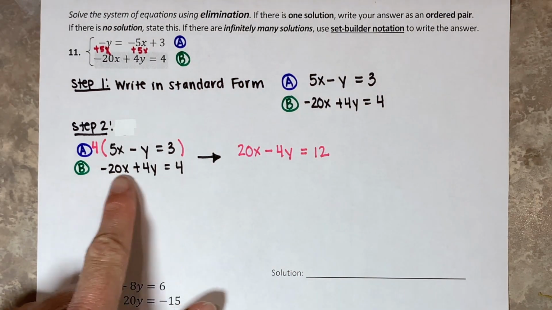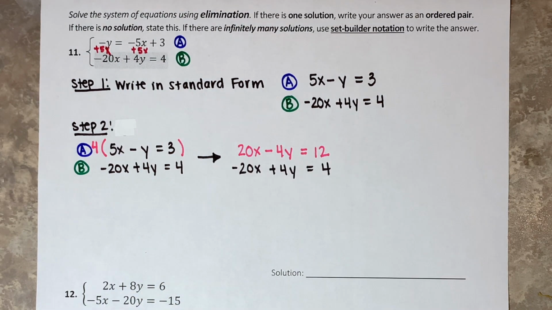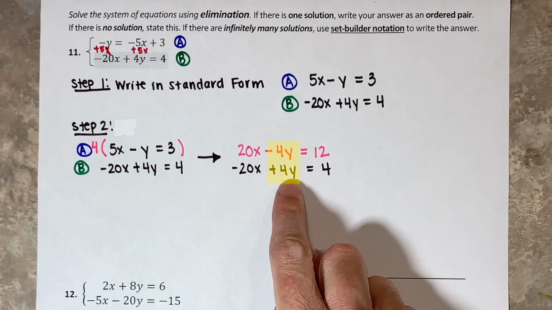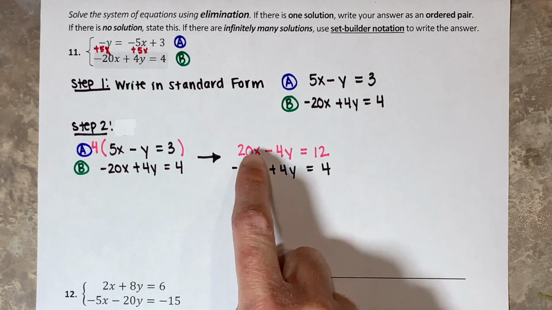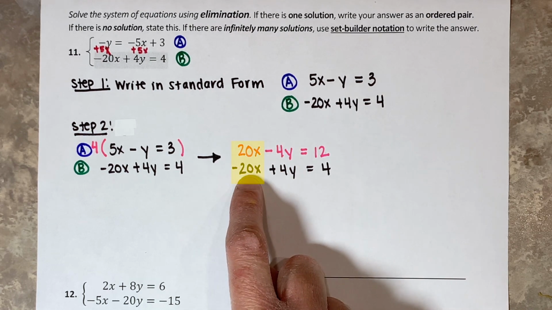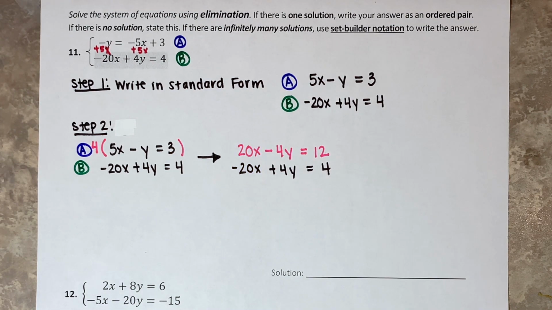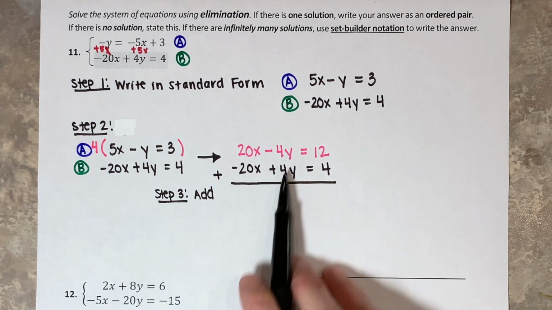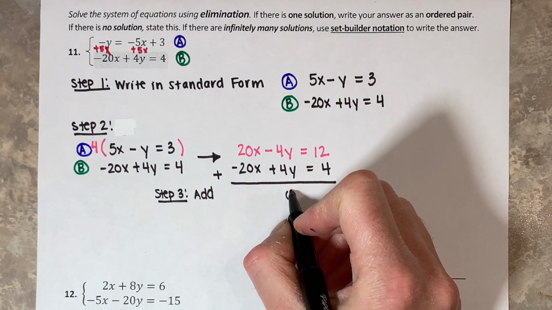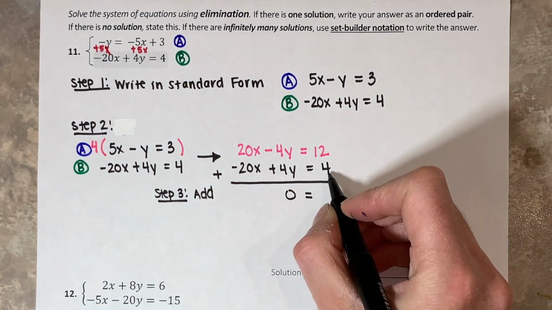And then let's bring over this bottom equation. Now, we've succeeded. The y's have matching but opposite coefficients, but something interesting happened. The x's also, coincidentally, have matching but opposite coefficients. So let's see what happens in step 3. In step 3, we add the equations together. The x's cancel, and the y's cancel, so we're left with 0 is equal to 12 plus 4, which gives us 16.